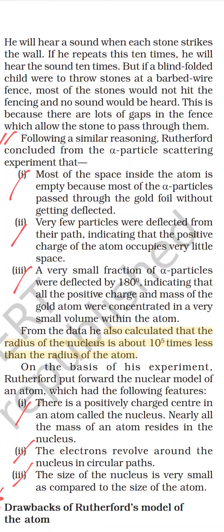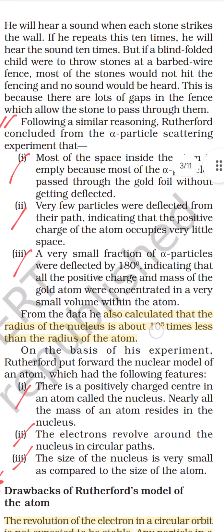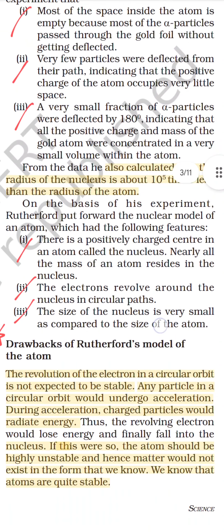Drawback of the Rutherford model of the atom. The revolution of the electron in a circular orbit is not expected to be stable. Any particle in a circular orbit would undergo acceleration. During acceleration, charged particles would radiate energy.